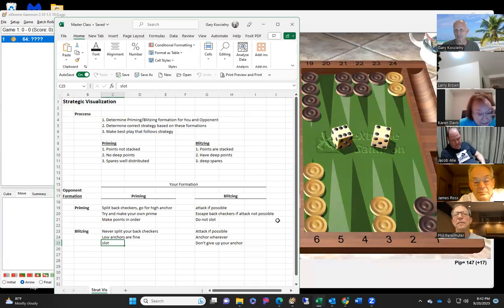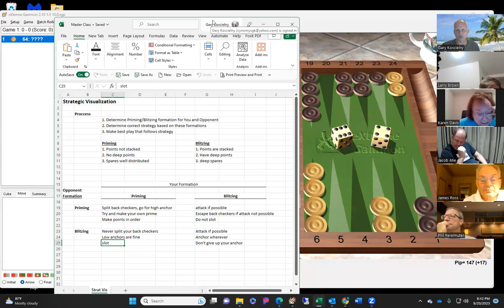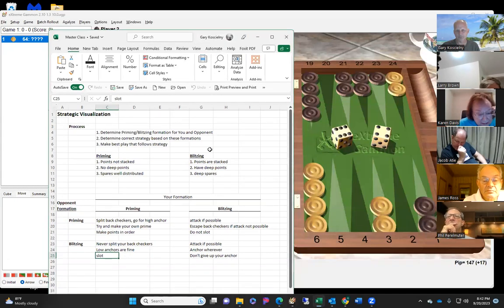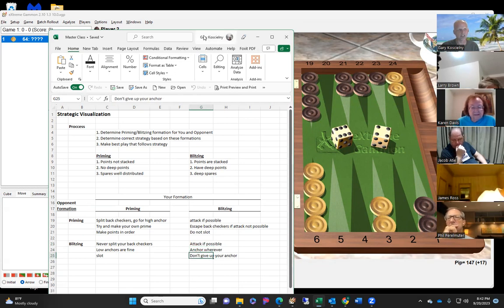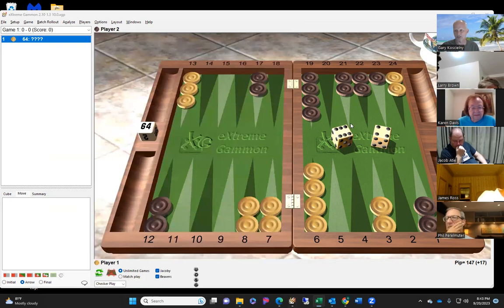So we're going to attack if possible, but we can't. If we could hit this one, we couldn't. Black has still got his anchor, so we can't attack. Escape back checkers if possible. We can't really escape. I guess we could run one out, but that's not really an escape. Do not slot. Oh, I'm sorry, this was priming. Yeah. Attack if possible. Anchor wherever we're already anchored, and don't give up your anchor. Okay, so that answers that. Do we want to run out? No, we want to keep our anchor.